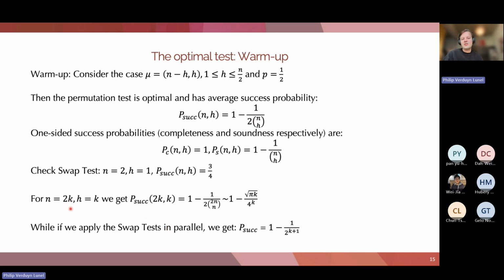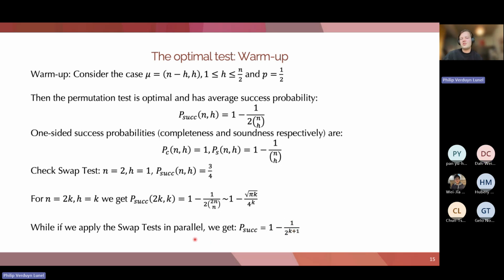And we can also consider the case where you're going to get k times the swap test. That's often what papers do. You have a case where you would normally apply a single swap test, so you want to check if two states are orthogonal, but then I give you this k times. And you could apply the swap test k times. That has success probability 1 minus 1 over 2 to the k plus 1.